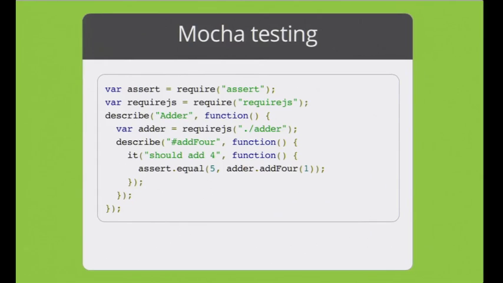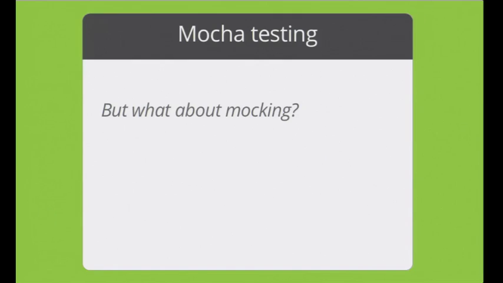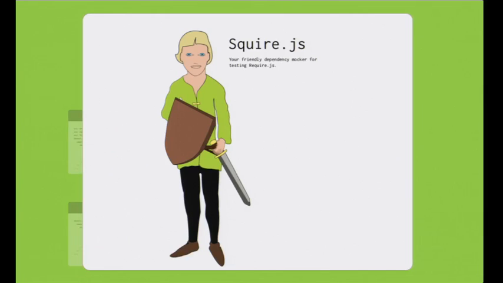So, okay, that's fine for just loading a single thing, but our adder function is crazy trivial. It doesn't have any dependencies. So what about mocking? Now for mocking, there's a framework which not many people have heard of. Who has heard of Squire.js? Good. I'm going to teach you something today.